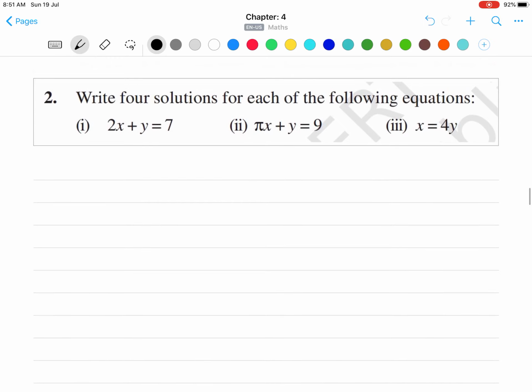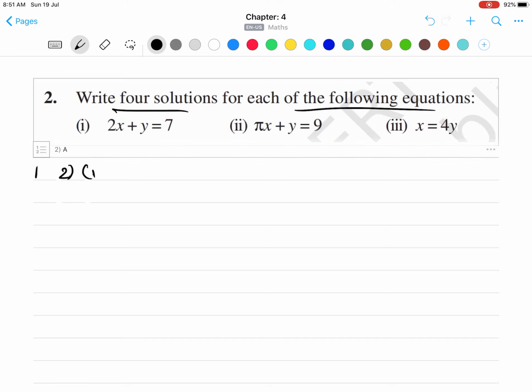Now moving ahead, we have question number 2, which says find 4 solutions for each of the following equations. Okay, so let's start with the first one. Answer number 2, part 1: we have the equation 2x plus y equals to 7, and we have to find 4 different solutions for this equation. So let's start.